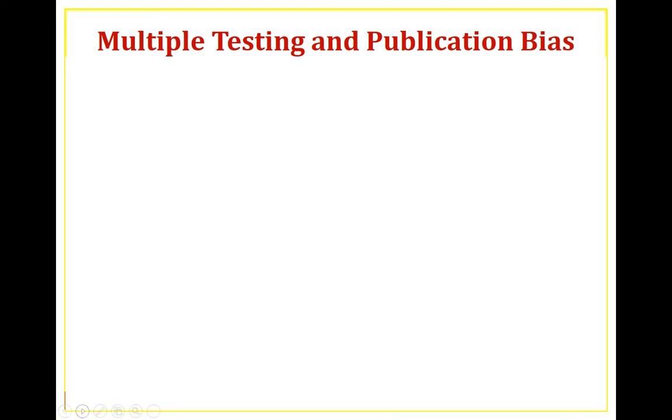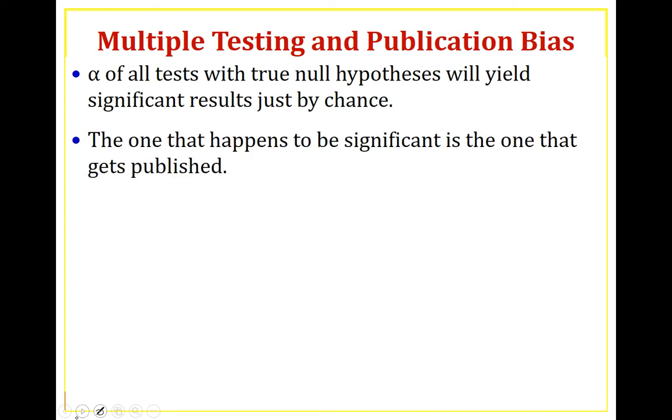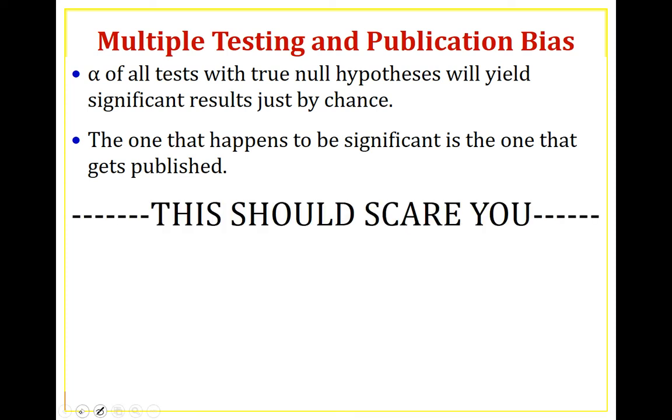So let's talk a little bit more about multiple testing and publication bias. As we look at this, the alpha level becomes incredibly important. The alpha of all tests with true null hypotheses will yield significant results just by chance. The one that happens to be significant is generally the one that gets published. It says this should scare you, especially in today's day and age right now.